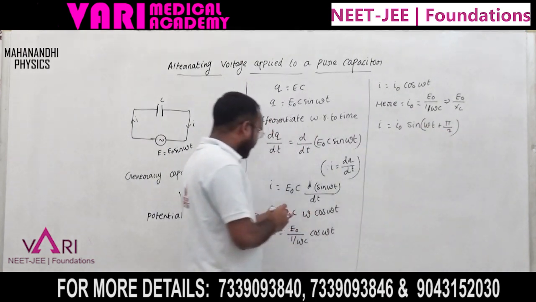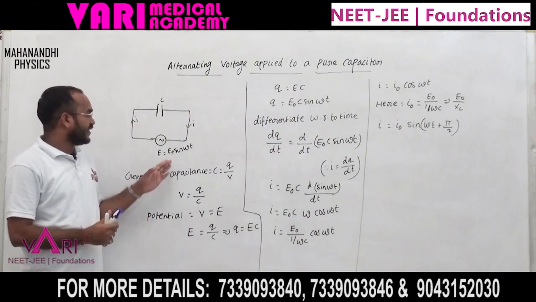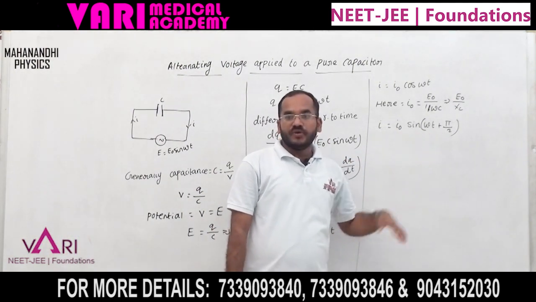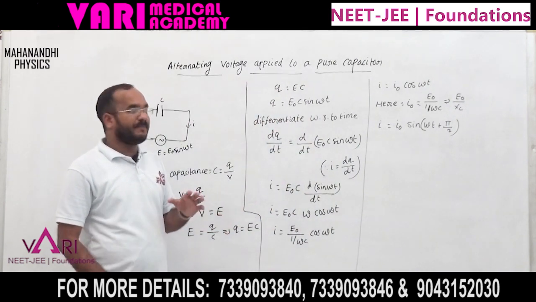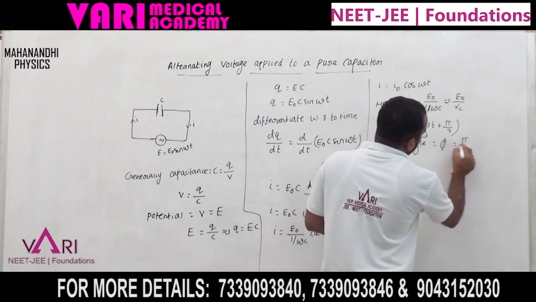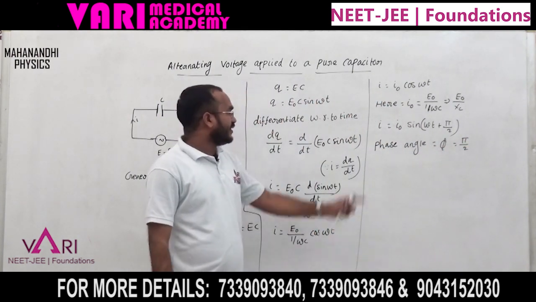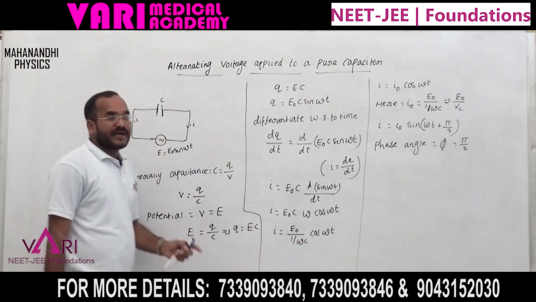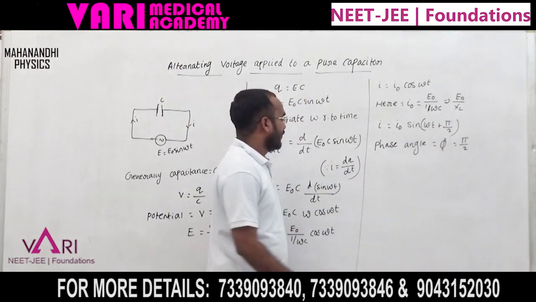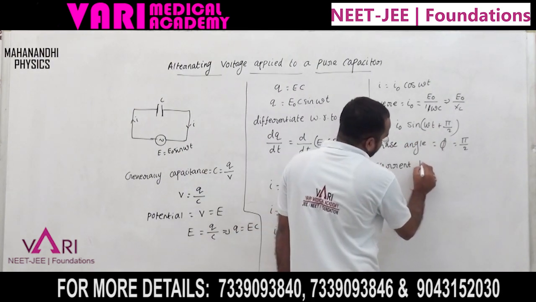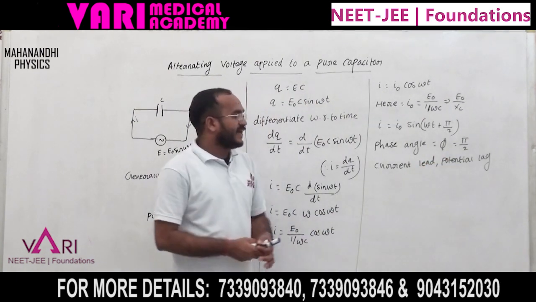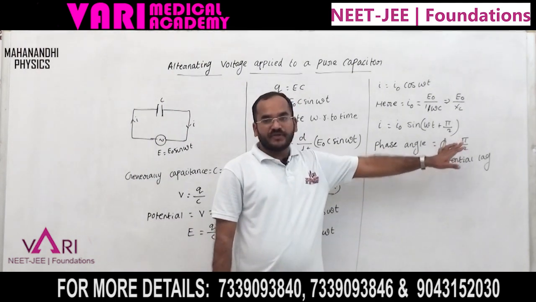Now comparing the potential E equal to E naught sin omega t and the current I equal to I naught sin omega t plus pi by 2, the phase angle phi is pi by 2. So which one leads, current or potential? The current leads. Why? Because the phase angle is positive, the current leads and the potential lags.